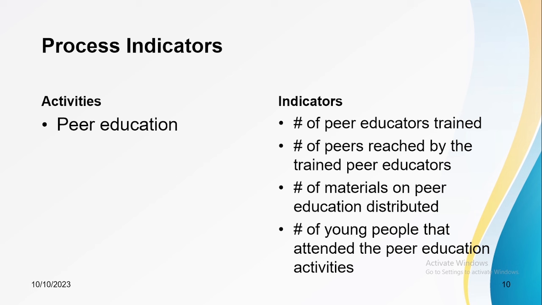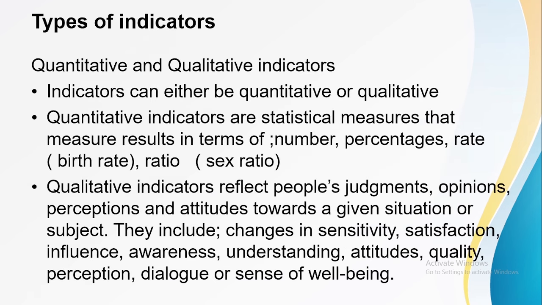Then we have process indicators. These are activities, and our activity that leads to the output above is peer education. So the indicator will be the number of peer educators trained, number of peers reached by the trained peer educators, percentage of materials on peer education distributed, number of young people that attended the peer education activities.